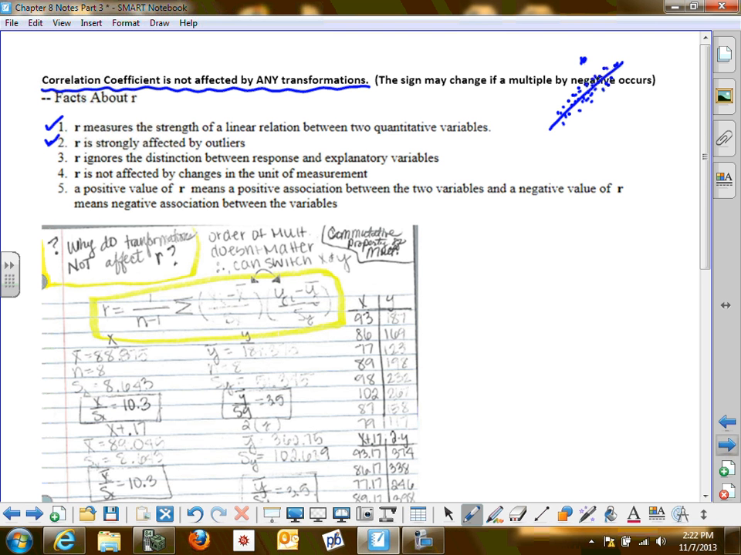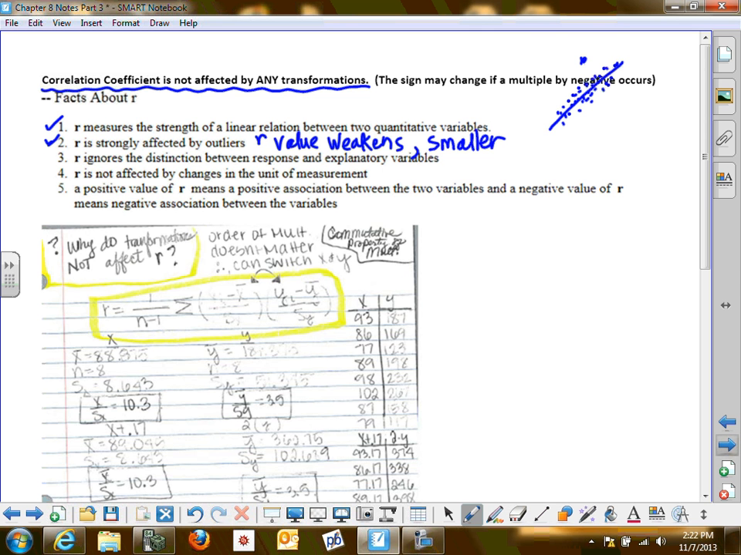So, what would happen to the R value? The R value actually does what? It becomes weaker. Now, numerically, what happens to it? It becomes a smaller strength and closer to 0. Okay, it's going to be closer to 0.